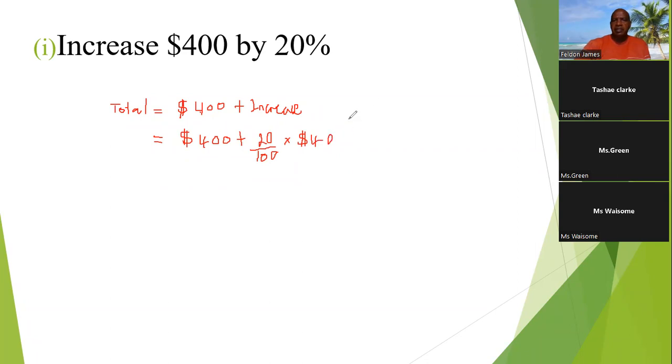All right, so this is what you're really doing. You're finding 20% of the money, and then you add that back to the money. All right, so here then, we could do our calculation for the 20% by canceling out. So we have 100 cancel with 400, the $4. So 20 times 4 will give you what? $80. And so you will have $480.